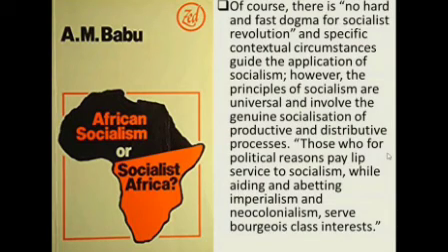Nkrumah says, of course, there is no hard and fast dogma for socialist revolution, and specific contextual circumstances guide the application of socialism. However, the principles of socialism are universal and involve the genuine socialization of productive and distributive processes. Those who, for political reasons, pay lip service to socialism while aiding and abetting imperialism and neocolonialism serve bourgeois class interests.